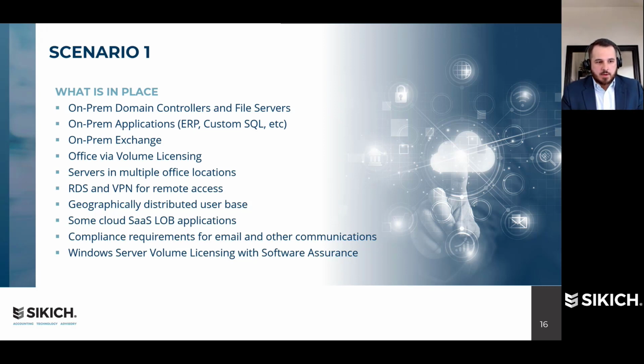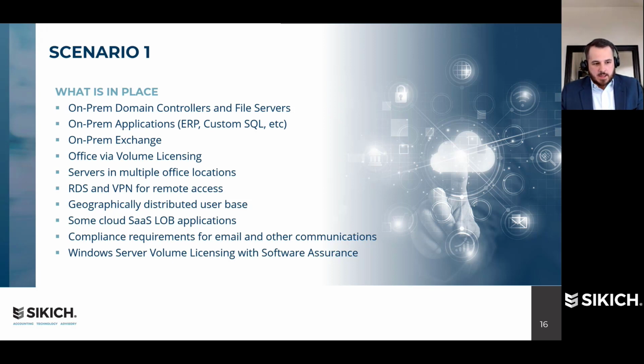They have on-premise domain controllers and file servers, a couple of on-premises applications, including a custom web-based application with a SQL backend, and an ERP. They're using Dynamics NAV. An on-prem Exchange server. They're getting their Office licensing via volume licensing, but they're buying it retail every few years, and so there's some version disparity across users. They have servers in multiple office locations to facilitate some logon, some file. They're using a combination of Remote Desktop Services and VPN for remote access. They've grown. Their user base is geographically distributed, so a lot of users are still in the office, but there are many who aren't or are doing a hybrid approach.